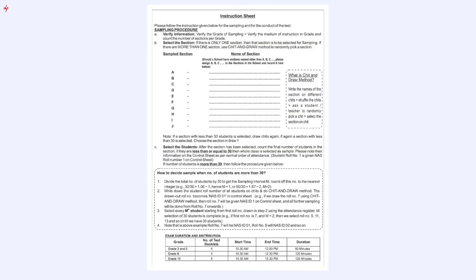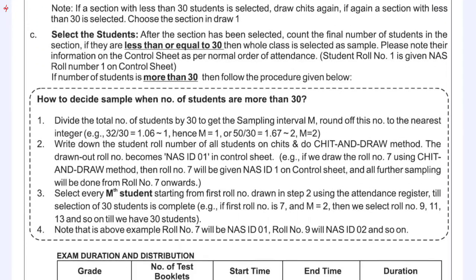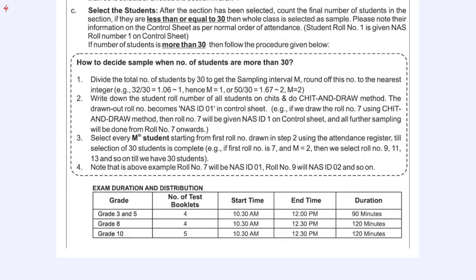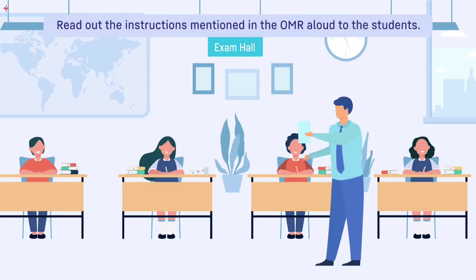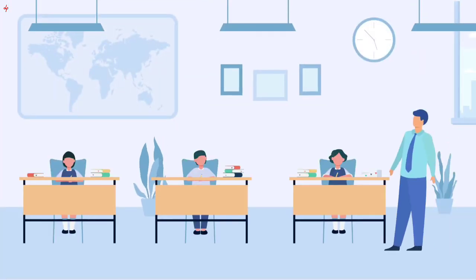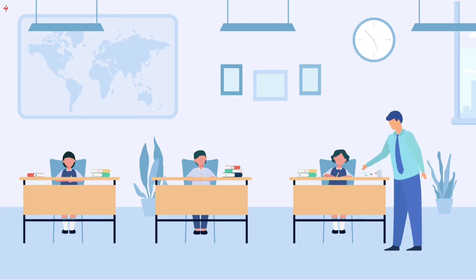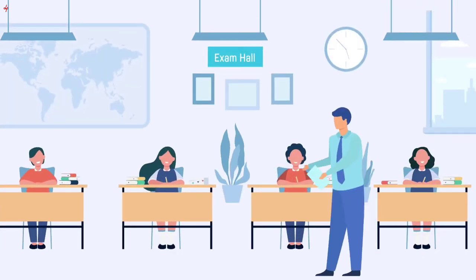At the back of the control sheet, you will find a step-by-step guide on how to conduct sampling and the proposed survey schedule. At the beginning of the survey, please read out the instructions mentioned in the OMR aloud to the students and ensure that students understand how to fill the OMR sheets. Please assist grade 3 and 5 students in filling the OMRs of their achievement tests, that is, ensure they fill circles correctly. Grade 8 and 10 attempt it directly on OMRs.